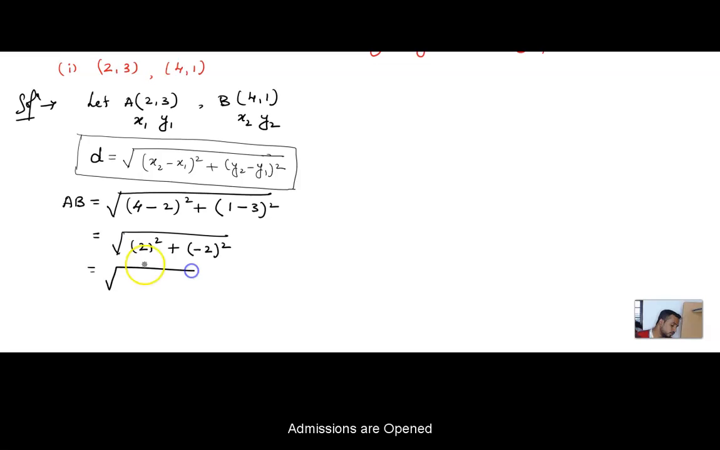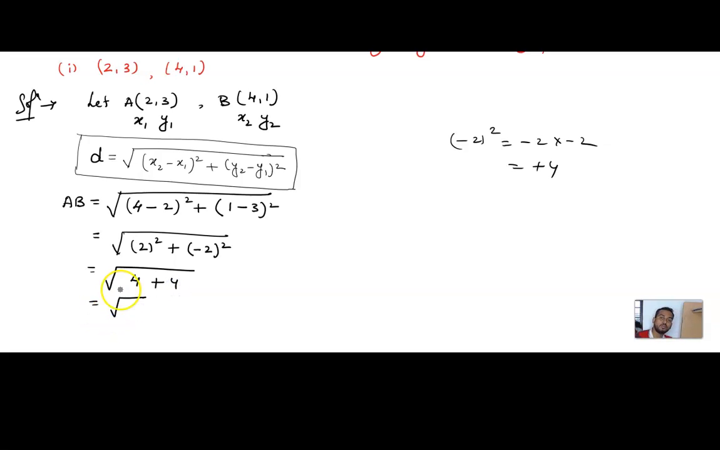That is equal to root of 2 square, which is 4, plus (minus 2) whole square. What is (minus 2) whole square? That is minus 2 into minus 2. Minus into minus is plus, 2 twos are 4, that is plus 4. Root of 4 plus 4, we are adding both the values, not multiplying, be careful. That is 4 plus 4 is 8. Okay, root 8. Now, is 8 an even number or an odd number?